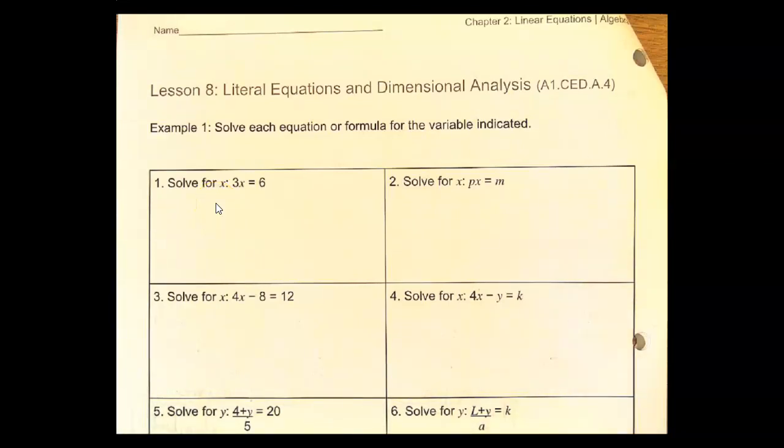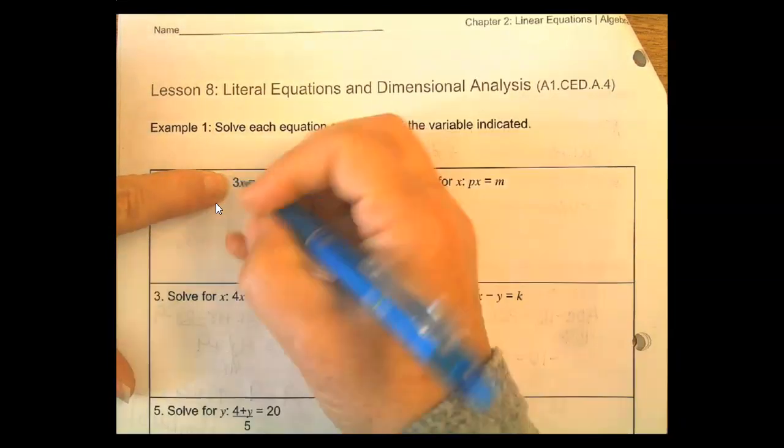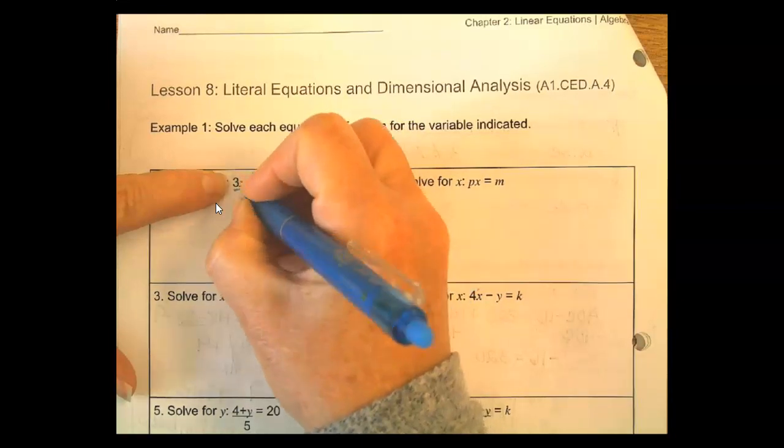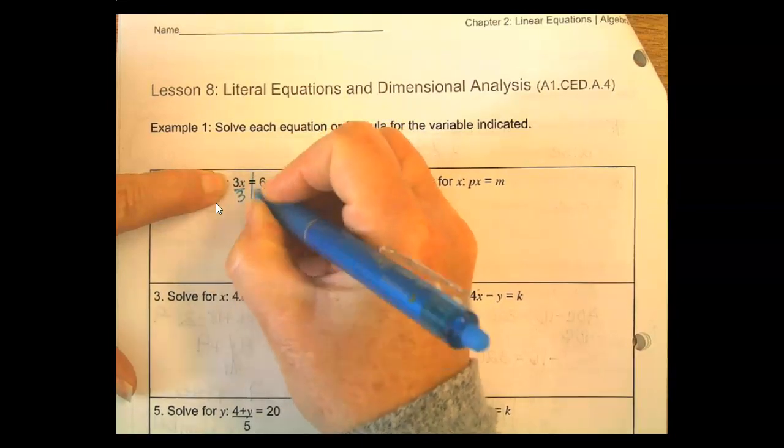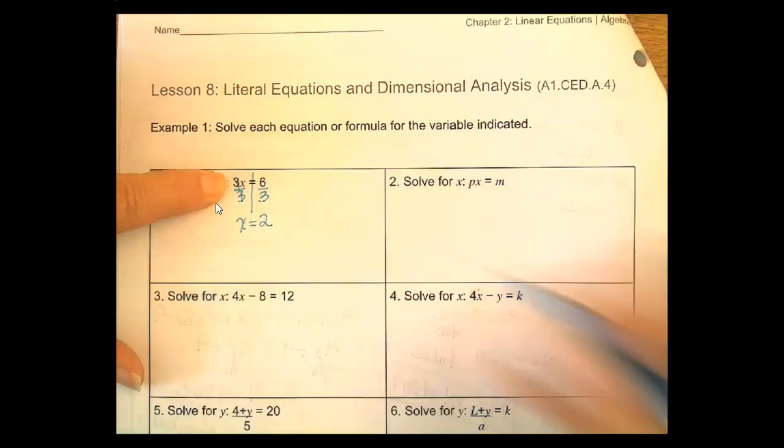So what we're doing today is, instead of solving an equation and getting an answer, we're actually going to solve for a variable. I know it's very odd and kind of confusing, but hang in there with me. So here we have our first equation. It says solve for x. We know how to do that. We take both sides and divide by 3, so x is isolated. And so x equals 2.